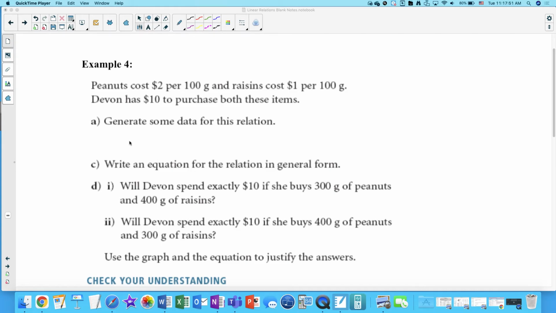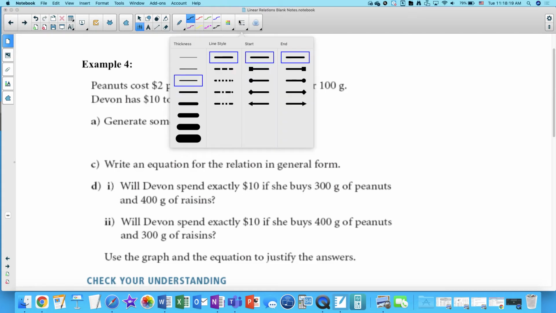Okay? So what do you think the variables are? What do you think the unknowns are? The cost. Well, we know that Devin is spending $10. How many? Yeah, how much of each, right? So when you're generating some data, a really valuable thing to do is say, what are my two variables? My variables are how much peanuts I buy and how much raisins I buy, okay? So I like to do that as a let statement, okay?